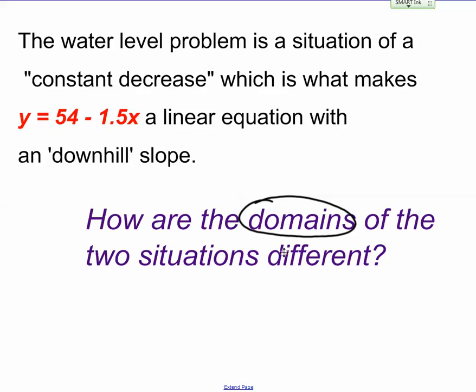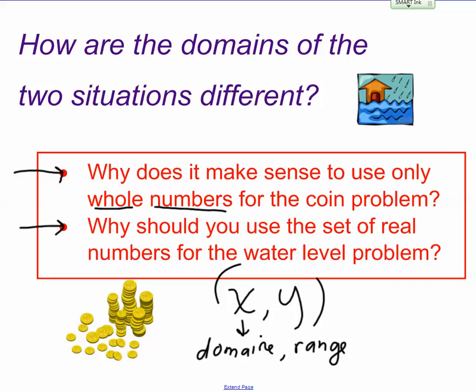And the domains of the situations were very different. We can have any number for x, any real number. So that's why we connected the points in the graph. And then I said, how are the domains of the situations different? Why did it make sense to only use whole numbers for the coins? And you guys had it. You said because he only gets the coins once a week. He doesn't get the coins in any numbers between 1 and 2 or 2 and 3.